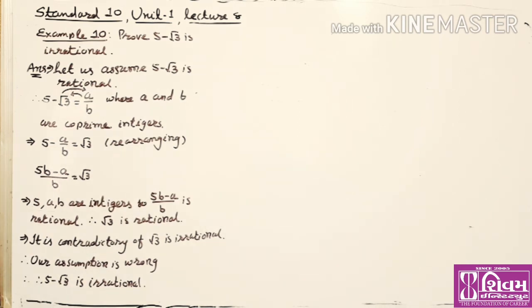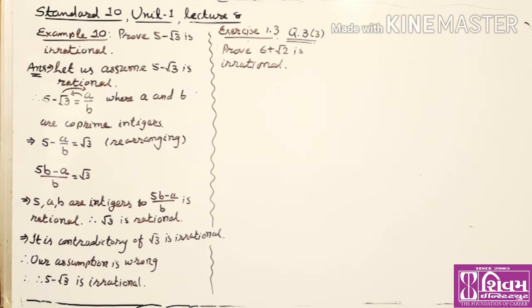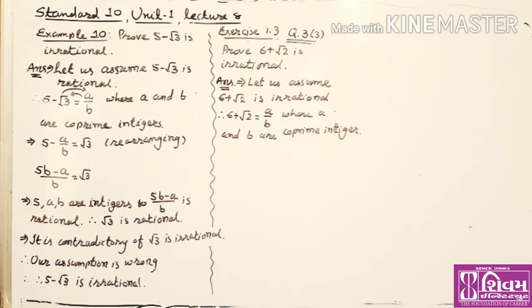Have you understood? Let's take one more example, and that is question number 3 in exercise 1.3. In question number 3, the first sum, prove 6 plus root 2 is irrational. We do the same thing as we did in example number 10. First of all, let us assume 6 plus root 2 is rational.